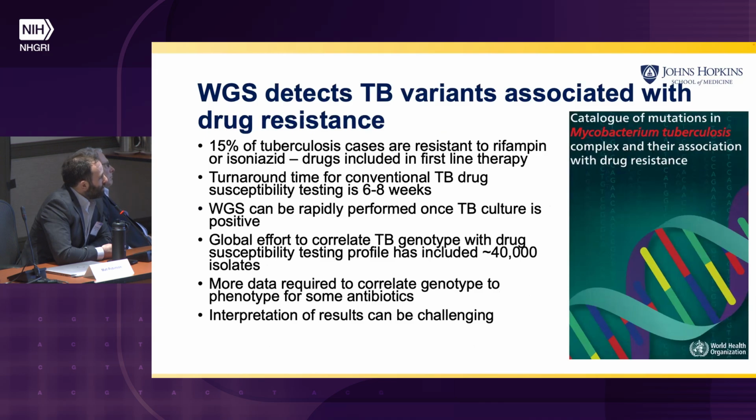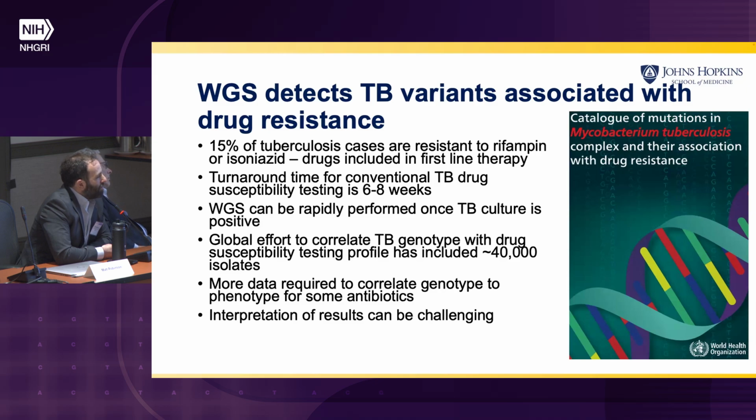So for tuberculosis, about 15% of cases are resistant to first-line rifampin or isoniazid. The turnaround time for conventional TB drug susceptibility testing is 6 to 8 weeks. Although there are existing nucleic acid amplification tests for isoniazid and rifampin resistance, there are a lot of other drugs that are used for TB treatment. So whole genome sequencing can be rapidly performed once you have a positive culture.